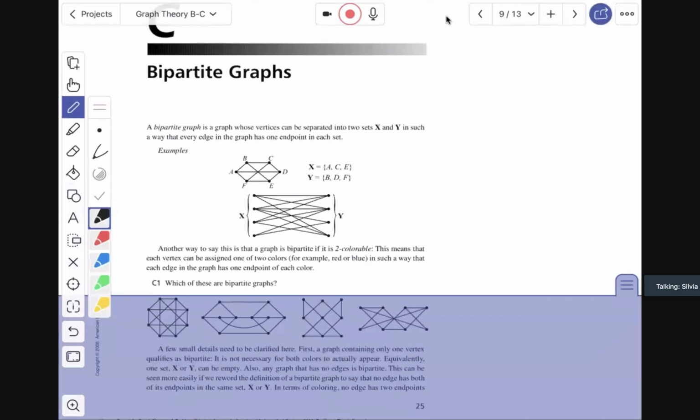So you can imagine bipartite graphs as two groups of vertices. Within each group, there are no edges. All the edges go from one to the other. So no edges here. No edges here. All of them cross over. That's a bipartite graph, two parts.